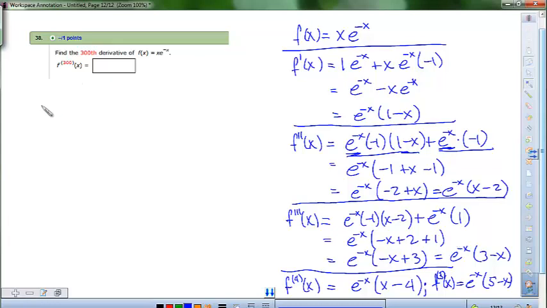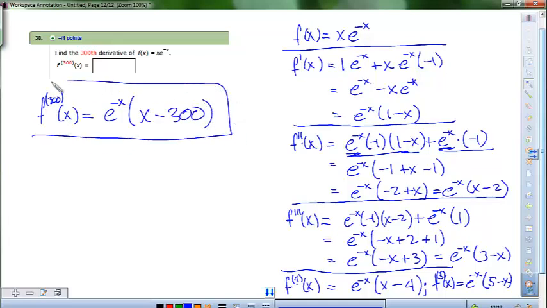So for the 300th derivative, f 300 derivative of x is going to be e to the negative x times, now 300 is an even number, so we're going to follow the even pattern. That's second derivative, the fourth derivative, so the x comes first, minus 300. So it looks like that is our solution.